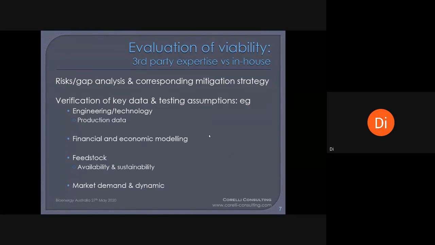So it makes sense then for the project developer to prepare for that thorough due diligence and consider the value of engaging third-party experts to strengthen the investment case by means of data collection and verification, or by an arm's length analysis, especially with respect to some of the key inputs into the financial models, such as engineering and technology production data, feedstock availability and sustainability, and the all-important market demand and dynamic.